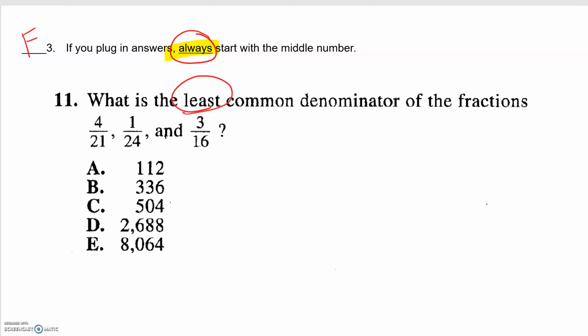If you're not sure, start with the middle. But if the question says least, I would start at the top. If it says greatest, start at the bottom.